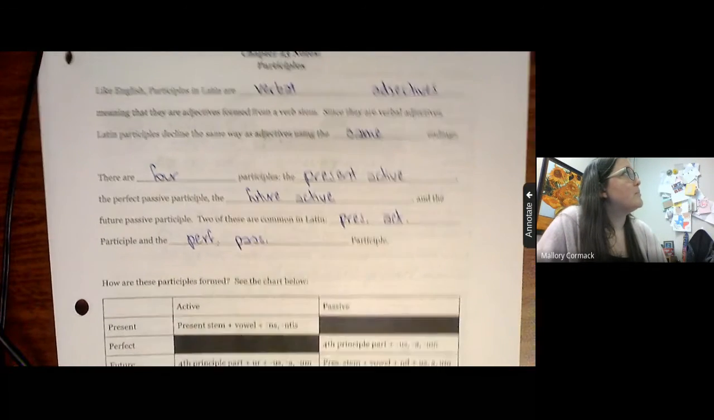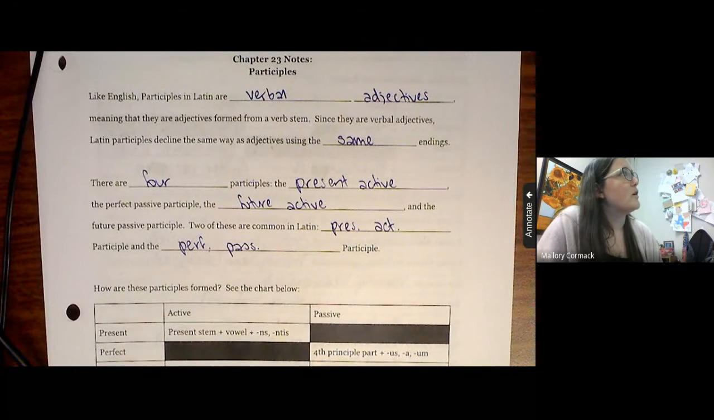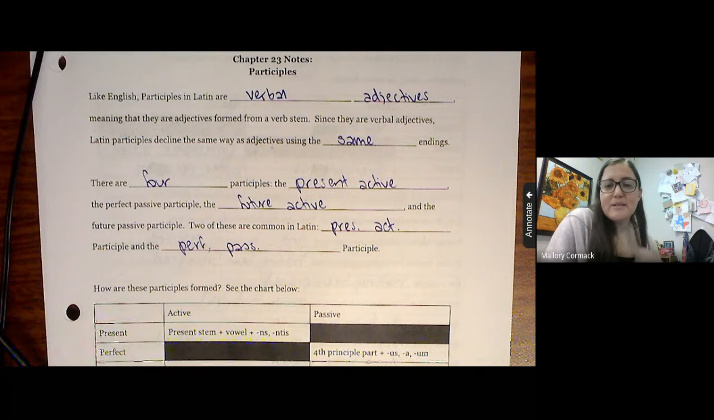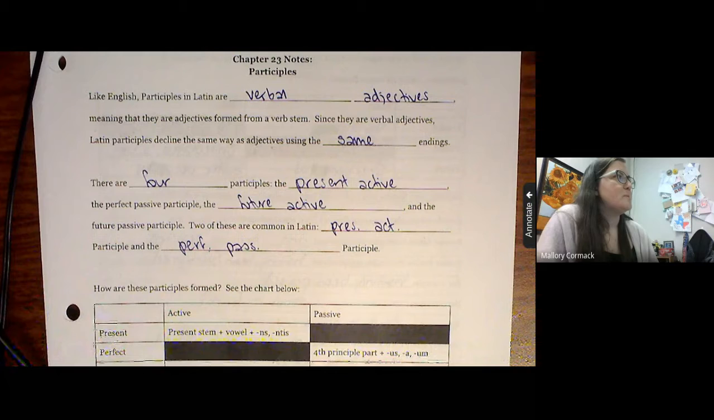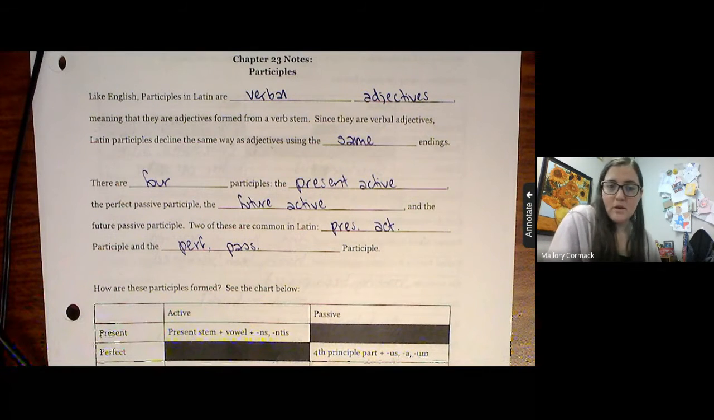And participles generally are verbal adjectives. We use these in English just as well as we use them in Latin. So they're adjectives, but they have verb stems and kind of verb meanings. So we use these in English, like if you're saying mashed potatoes, then those are potatoes that have been mashed, right? So to mash is a verb. Mashed potatoes are the verbal adjective, potatoes that have been mashed.